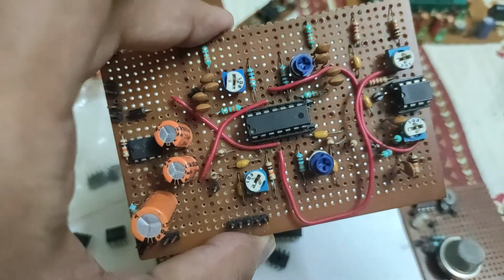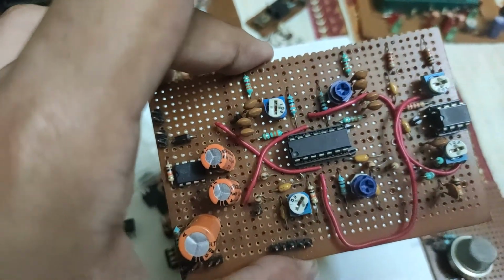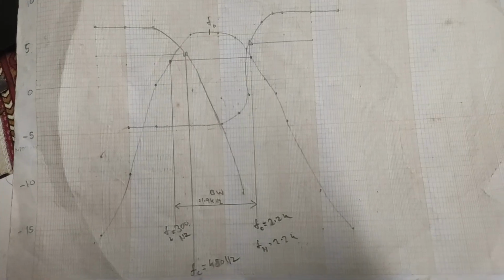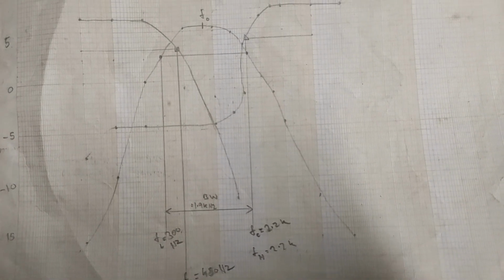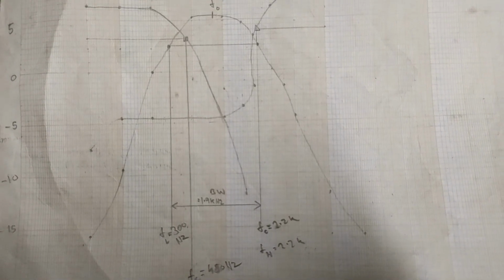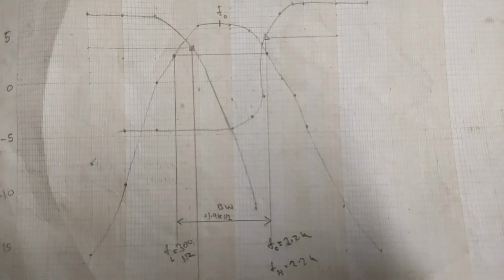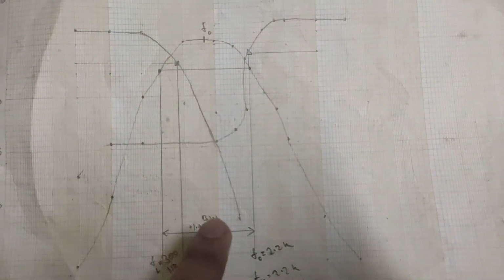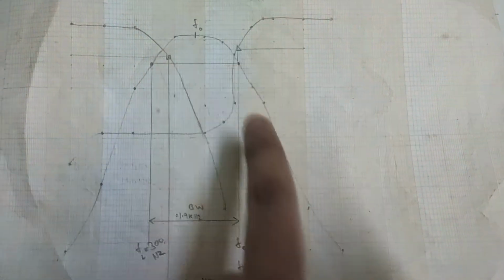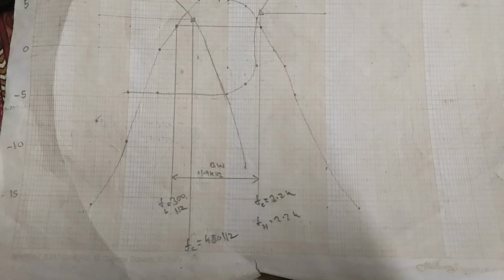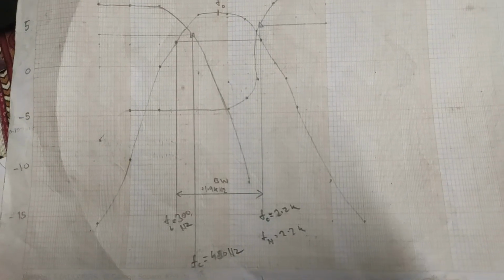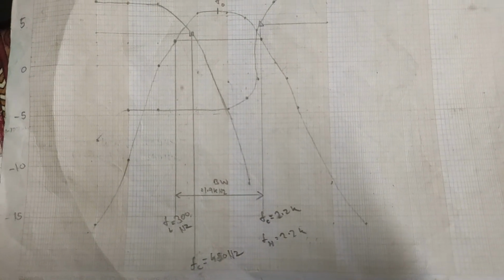This active crossover worked quite well. It uses a Sallen-Key topology with Butterworth response. I also used this audio crossover to get the Bode plot using my DSO in the college. I got these frequency response curves. This is the low pass, the bass, this one is the treble, and this one is the mid range, the band pass. The theoretical and practical cutoff values were quite close and satisfactory, and I'm satisfied with the results.